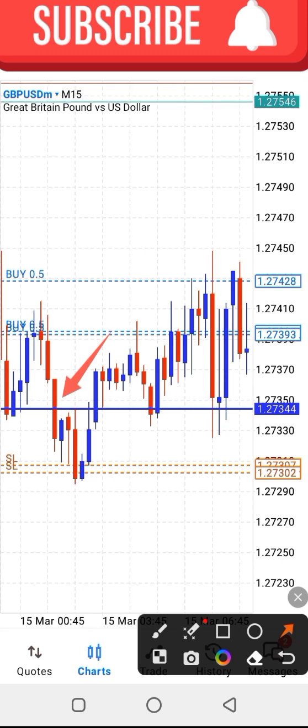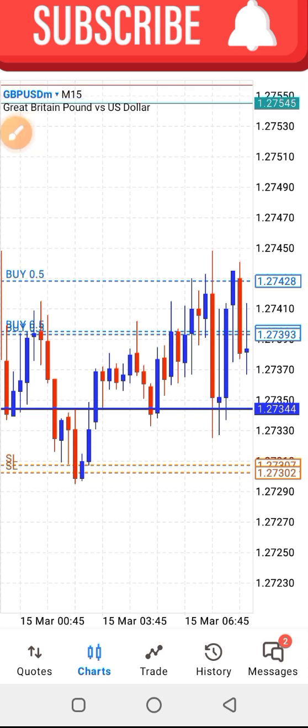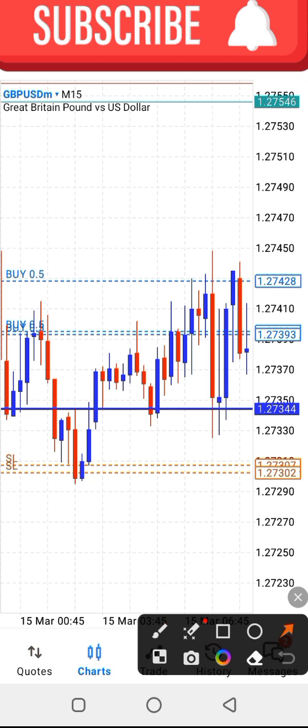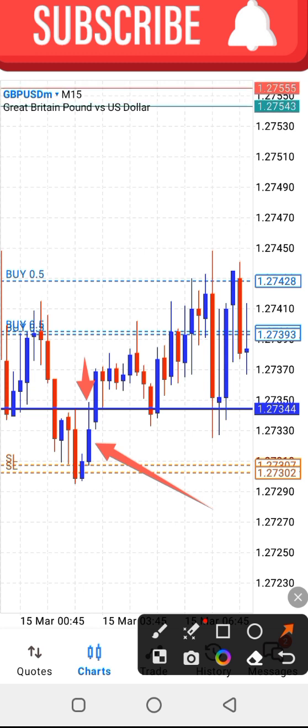So what I did was I waited for a candle to come and pierce that level back again. Okay, and this is the candle that did just that. You can see this candle right here. This blue candle is the one that did that. This one right here. So you can see it pierced that level again, right? So what would I have done?